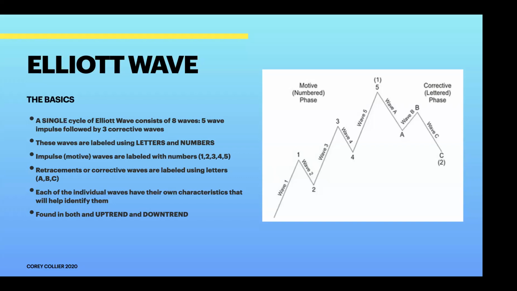And then this cycle, guys, runs both bearish and bullish. So in an uptrend, you'll find it, and in a downtrend. Now, where's my little mouse at? So wave 1, wave 2, wave 3, wave 4, wave 5. Each of those waves, guys, has different characteristics that will help identify them, along with waves A, B, and C.